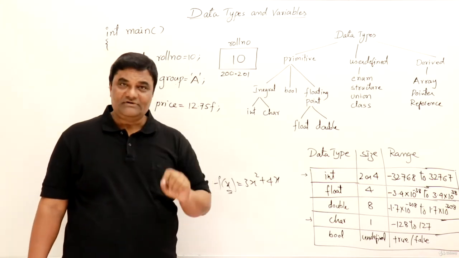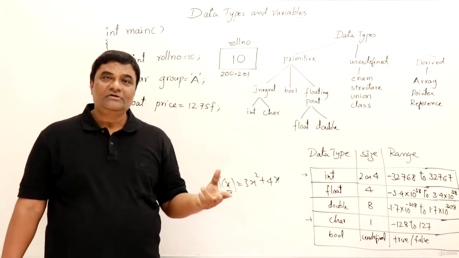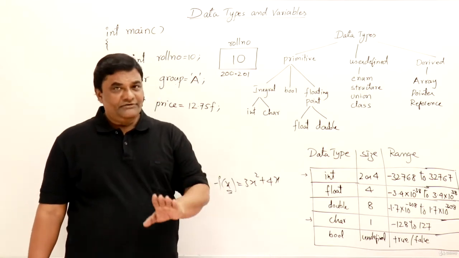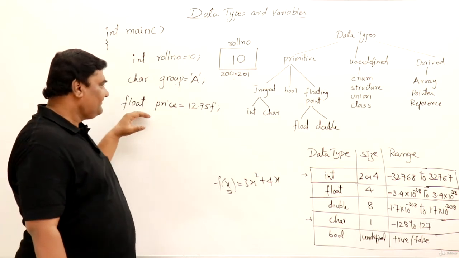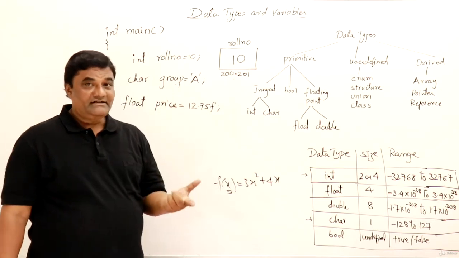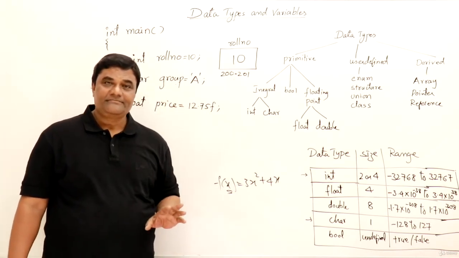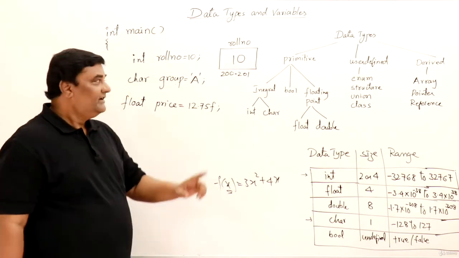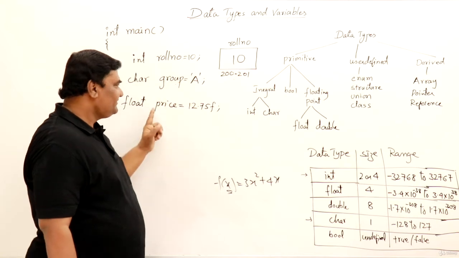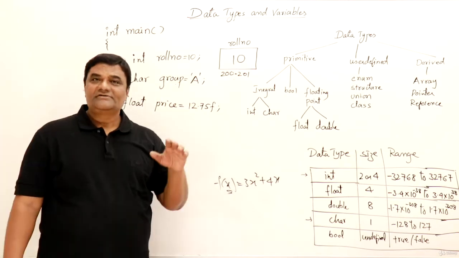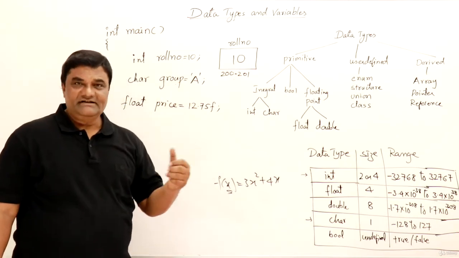So if you want to write float, then better write F. Even if you don't write F, it's not an issue here. It will understand that you are declaring float, so it will take it. Otherwise, at other places, you have to write F. So these are the important things: integer type variable and initialization, character type initialization, float type initialization. So this is how you can declare the variables and initialize.